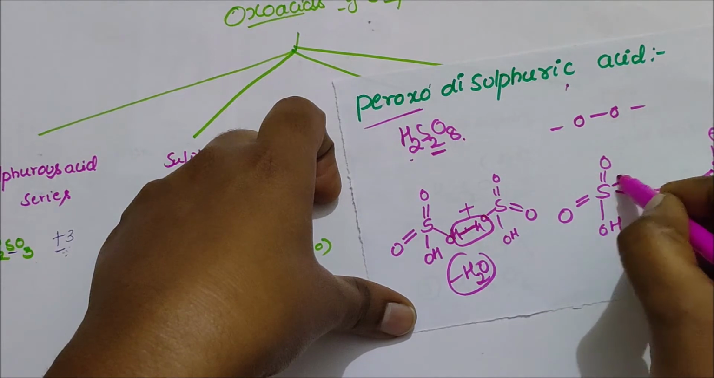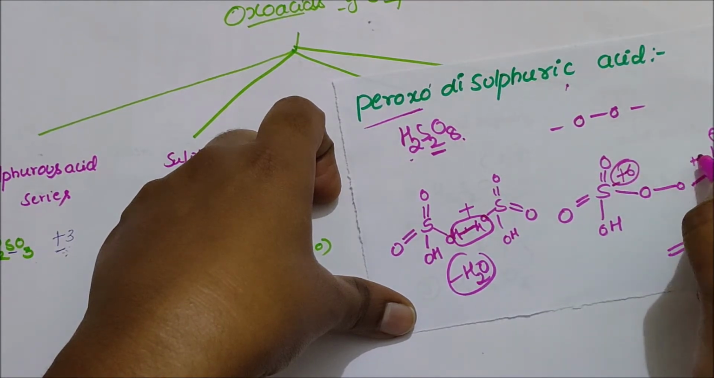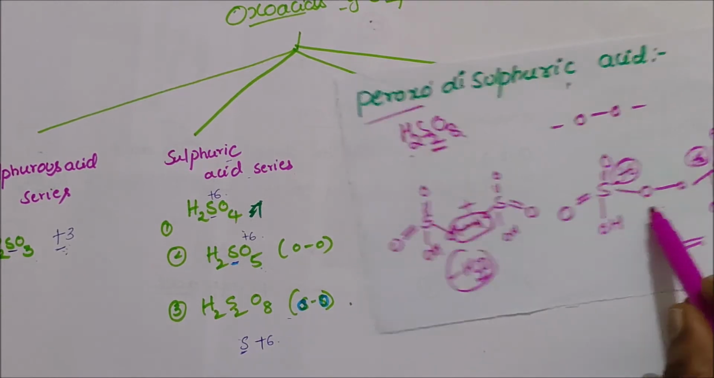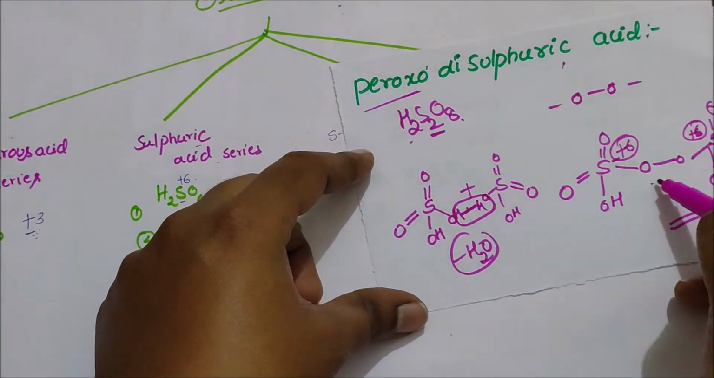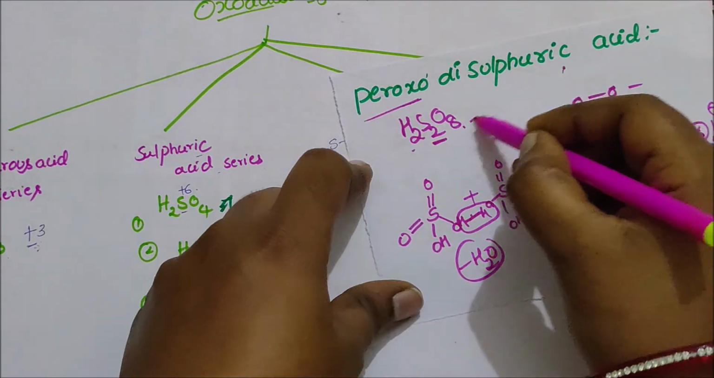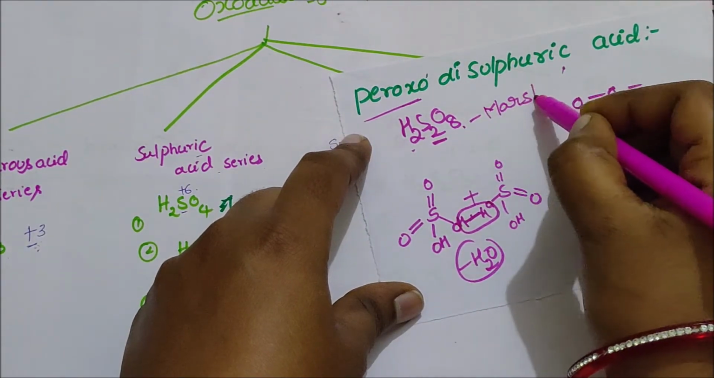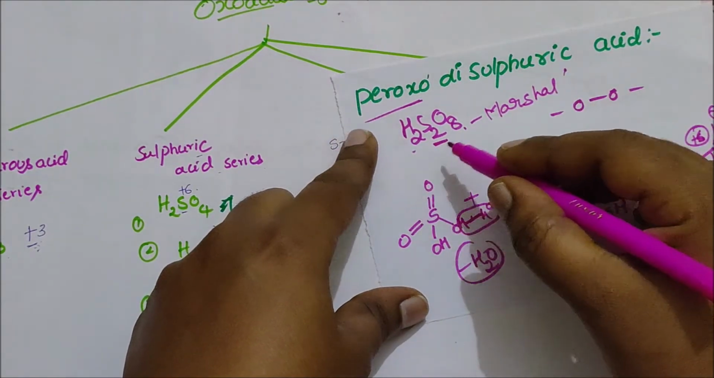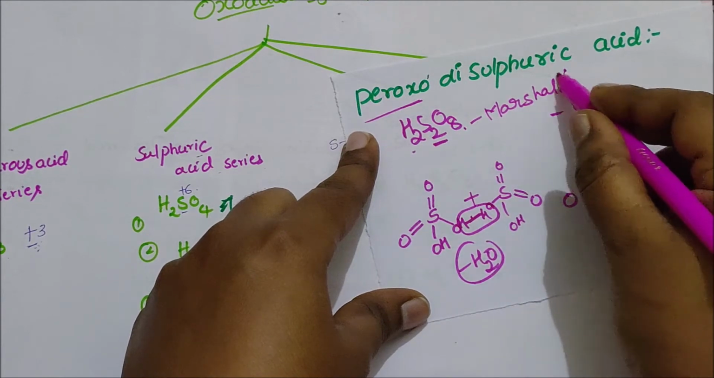In this, each sulfur atom exhibits the plus 6 oxidation state. This is also called Marshall's acid, and its salts are known as persulfates. It is a strong oxidizing agent because of the peroxo linkage present in peroxodisulfuric acid. Sometimes they ask for H2S2O8; the other name of H2S2O8 is Marshall's acid.